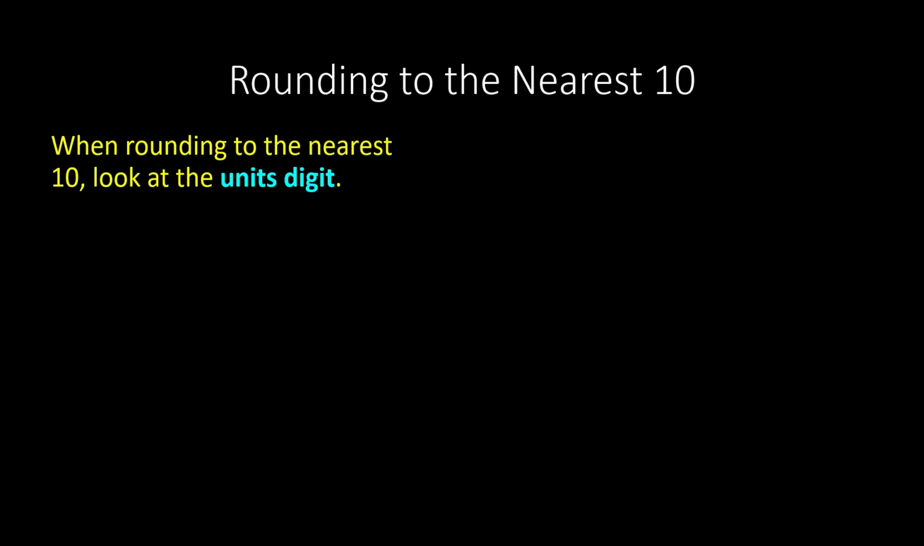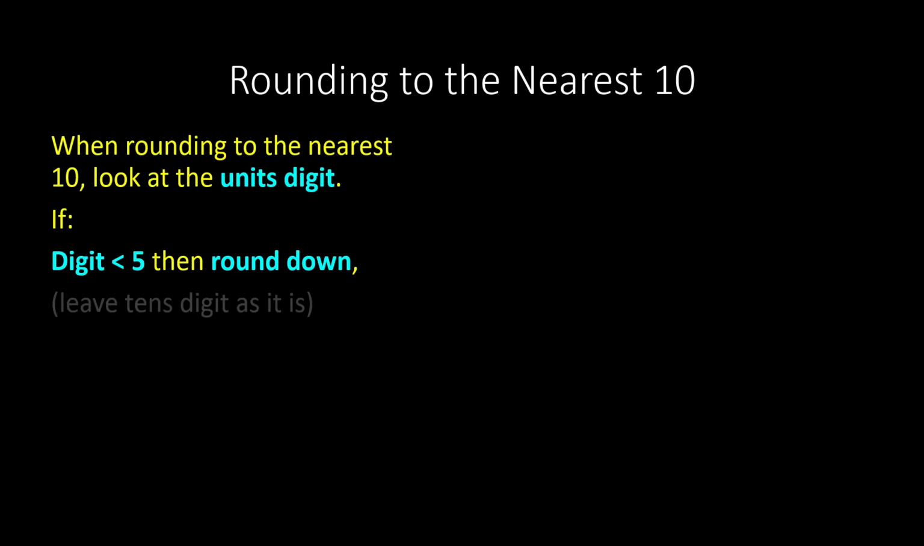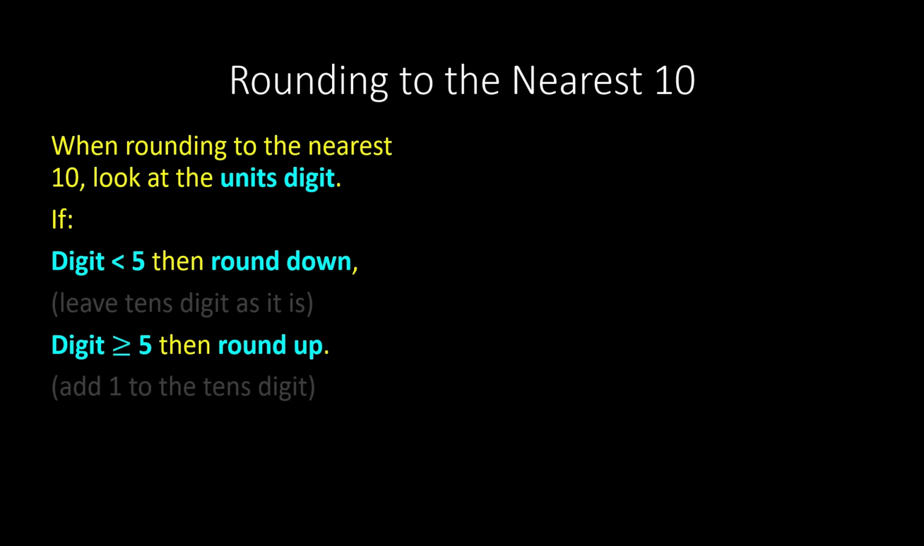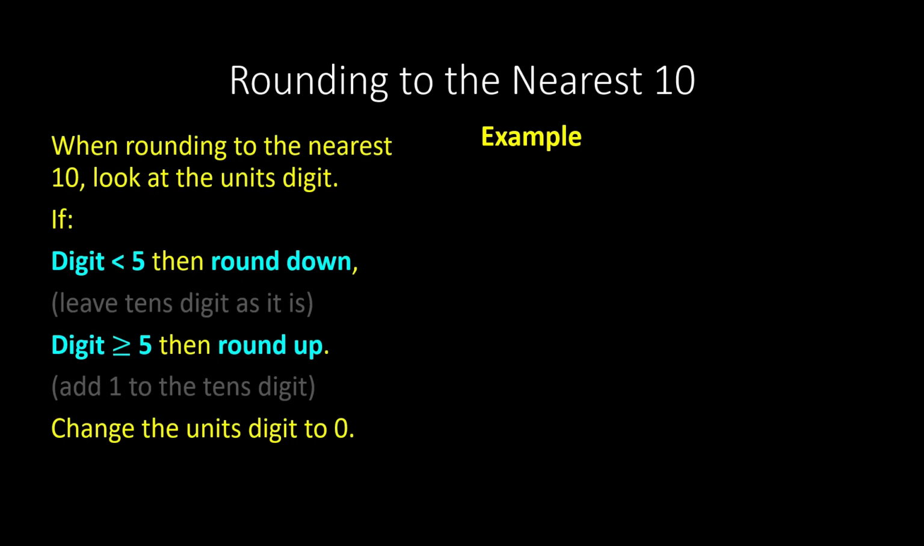So when rounding to the nearest 10, we look at the units digit. If the digit is less than 5, then we round down and leave the tens digit as it is. If the units digit is greater than or equal to 5, then we round up and add 1 to the tens digit. We also change the units digit to 0. So let's look at our examples again in more detail.